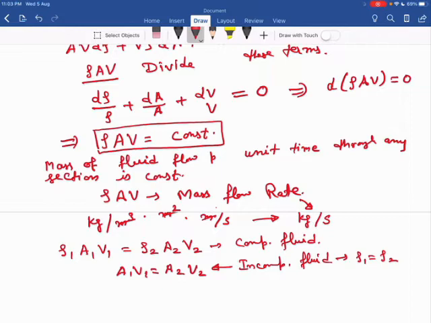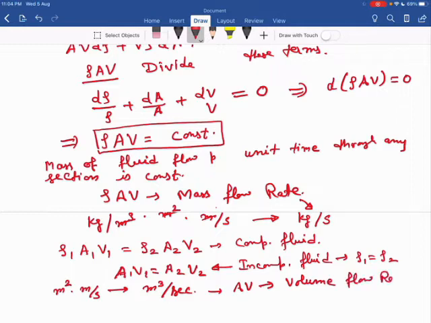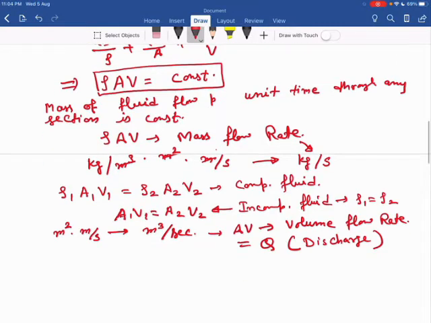Now you see the units for A1 V1 or A into V. The unit for area is meter square and for velocity is meter per second. So this unit becomes meter cube per second. So the term AV represents volume flow rate, and we call it as Q, that is discharge. So volume flow rate is discharge. So now you can say for incompressible fluid, discharge remains constant. That is the continuity equation.